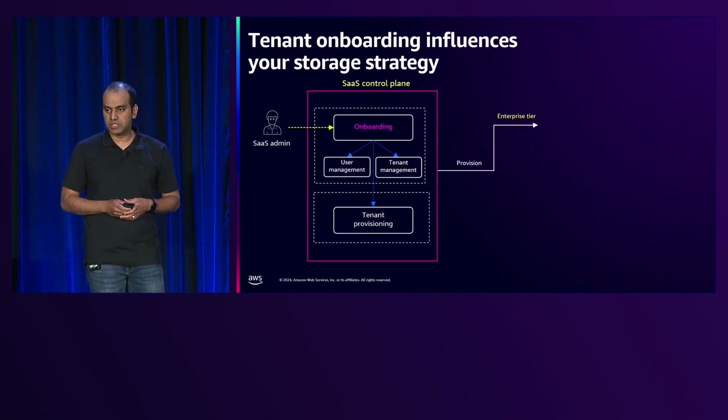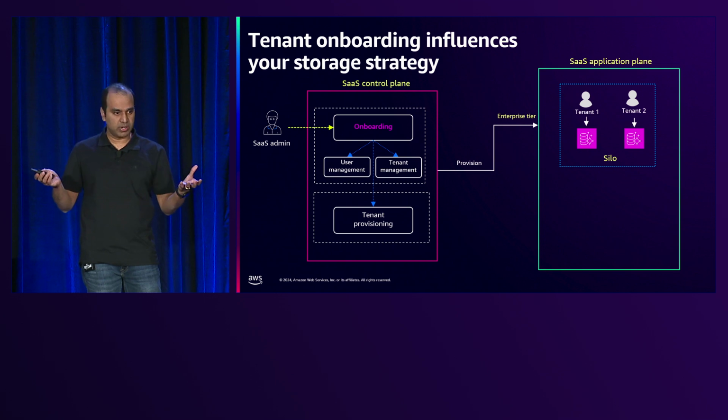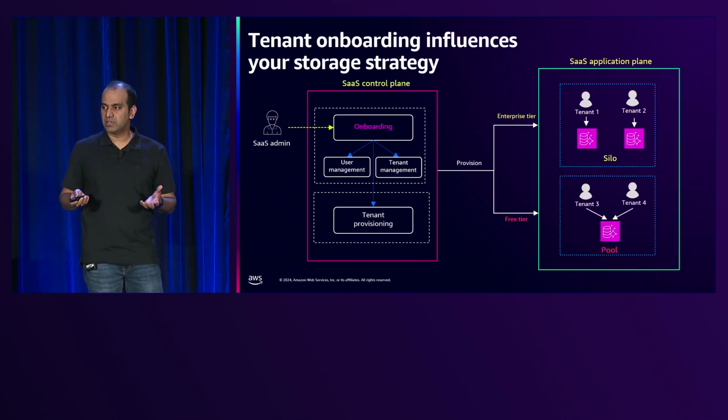And this provisioning service is the one that says, okay, I have enterprise tier tenants or customers in my system. Maybe I should spin up siloed databases or siloed compute or infrastructure for my enterprise tier customers. You might have free tier tenants, right? And for them, it might make sense to just share resources. It may not make sense to spin up dedicated databases or storage for your free tier tenants because they're not paying customers yet. So you may just place them in a pool model.